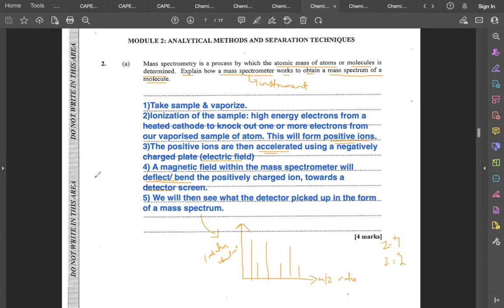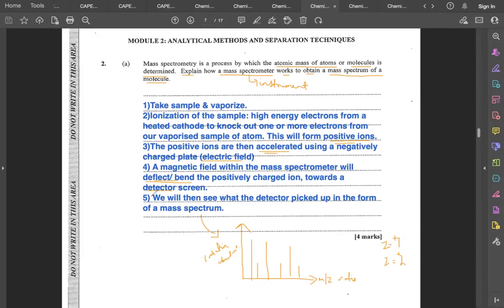And of course, you know that particles that have a higher mass are going to be deflected less, and particles that are light are going to be deflected more, right? So the lighter you are, the more deflected you'll be. Heavier, less deflected. So just keep that in mind.